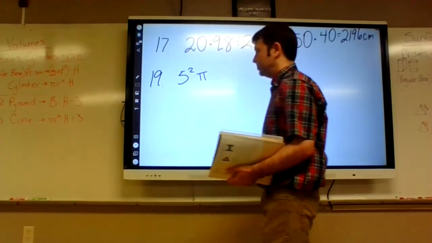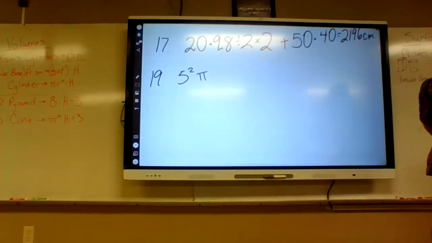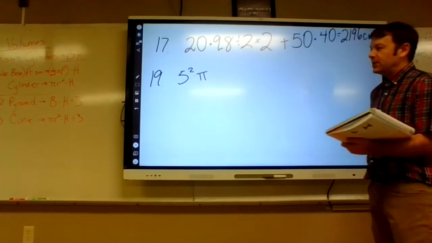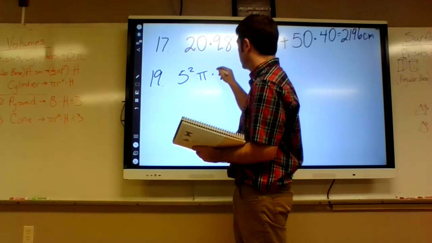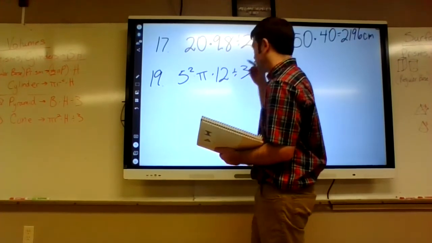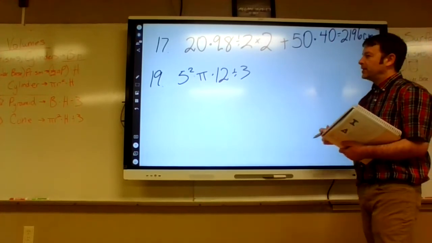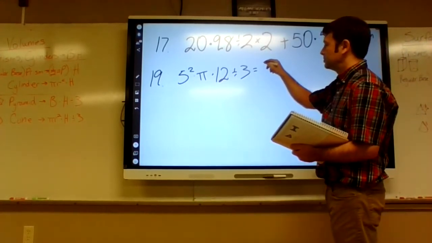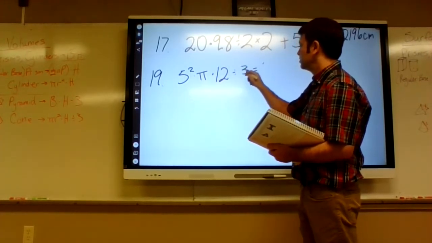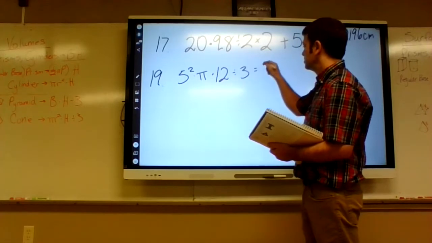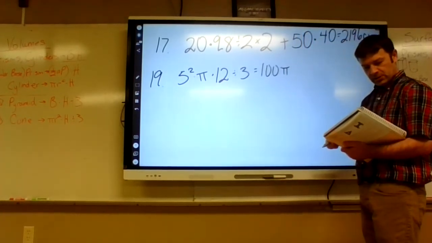Remember, most of the time we didn't plug pi in the calculator, but you can if you want to. Times, what's the height? 12. Divided by 3. I believe that comes out to 100 pi feet.